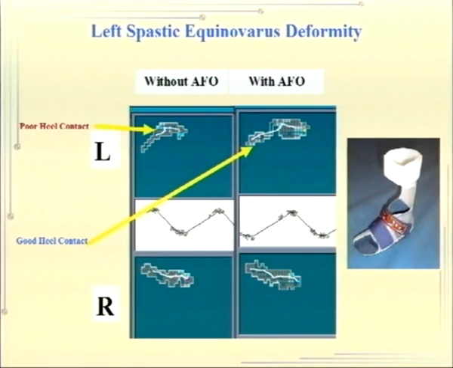Okay, so this would be an example of someone with left spastic equinovarus deformity, and it's showing that there's poor heel contact on the left foot without the AFO, and I have a picture there of an AFO, and then there's an increasing improvement with heel contact with the AFO, which wouldn't be surprising. But if that person had a lot of spastic tone, and even in the AFO, the tone was pulling the heel off the ground, you could see that in a fairly sensitive way with the use of this technology.